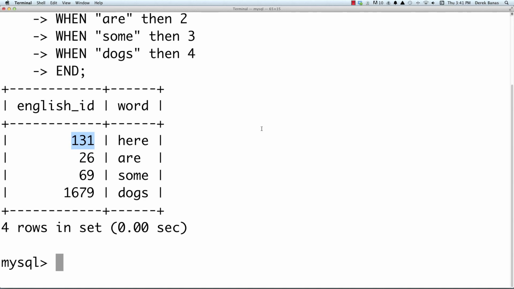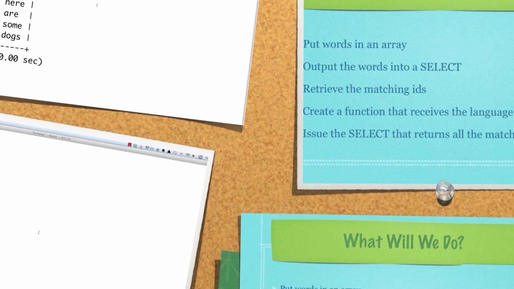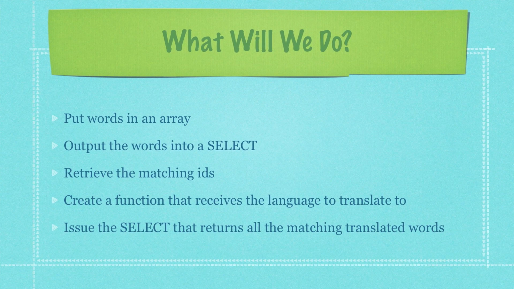Okay, so we worked through a lot of problems. Now let's jump over into PHP and write the code. And just so we are 100% clear, these are the main 5 things we need to do with our code. We need to take the words that they provide in the form, on HTML, put those words in an array. Then we need to output the words using a select statement. We need to retrieve the matching IDs that select statement is going to generate.